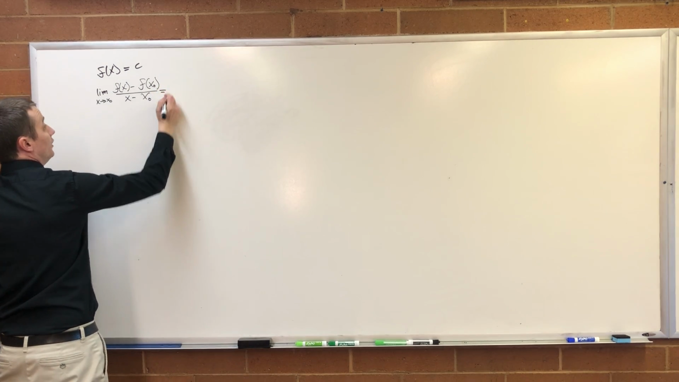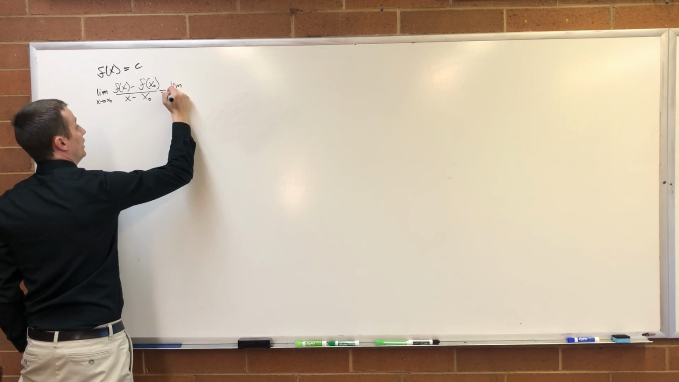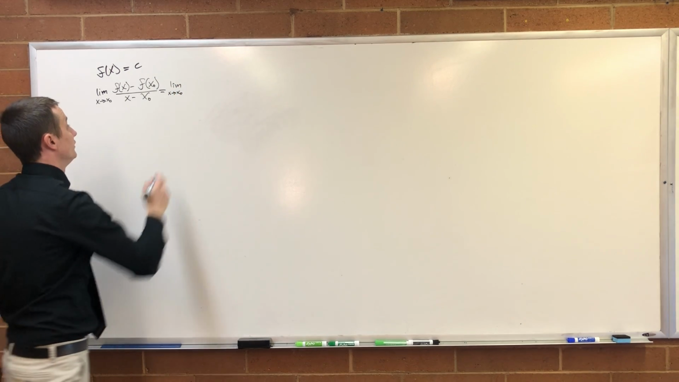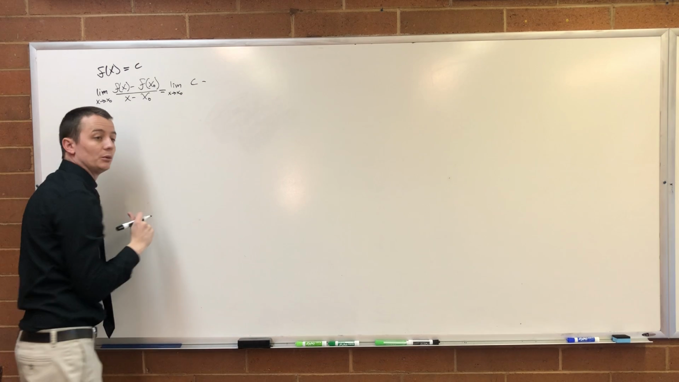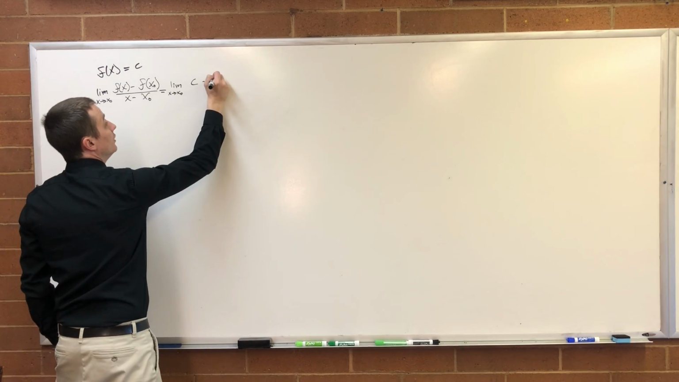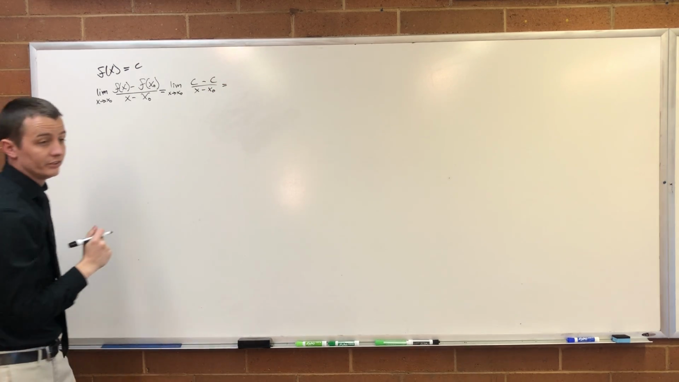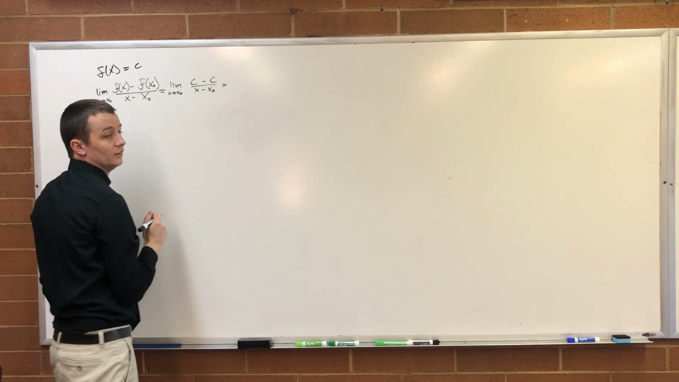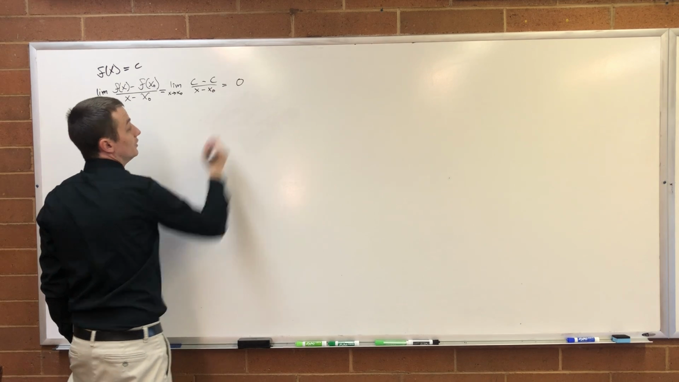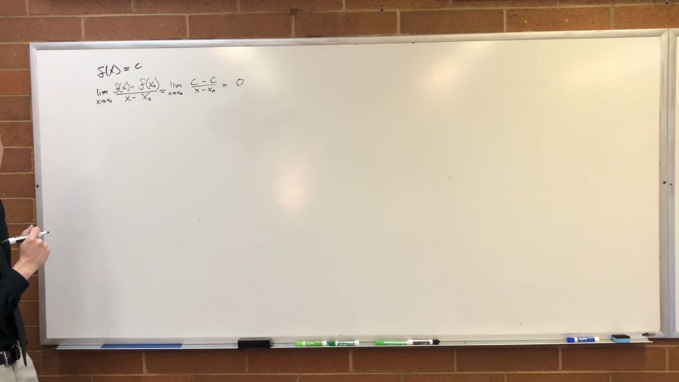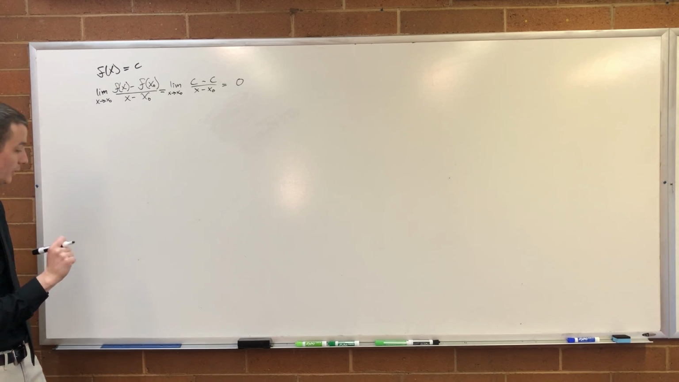So let's work with it. This is equal to the limit as x approaches x naught. What's f of x equal to? C. What's f of x naught equal to? C. What's c minus c? 0. Okay. So, derivative of a constant, 0.